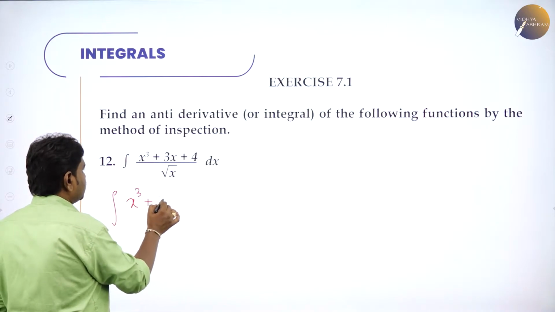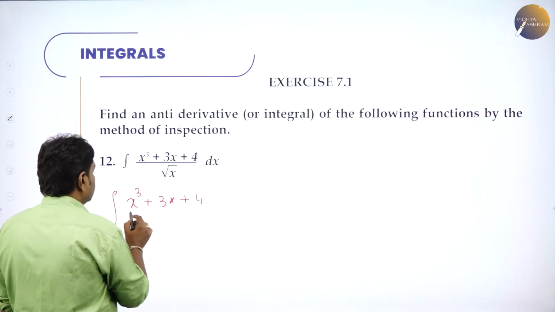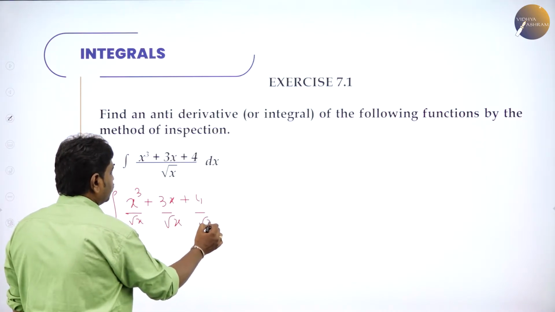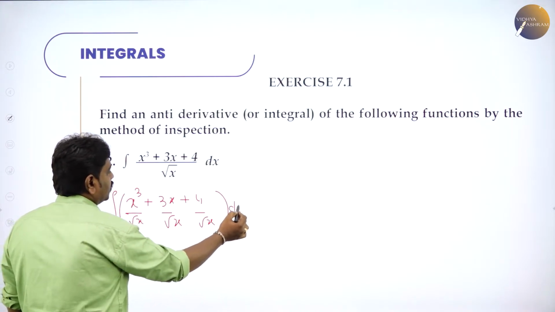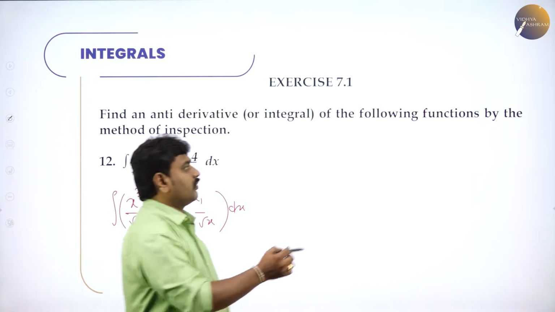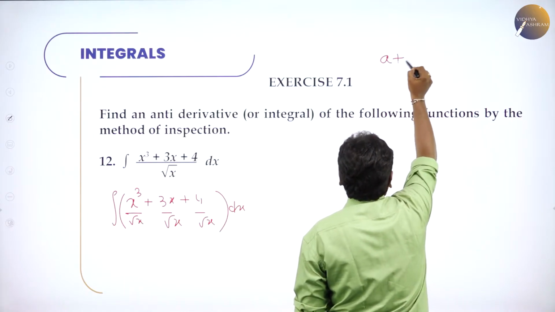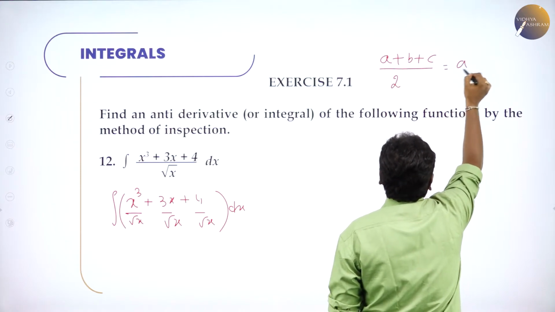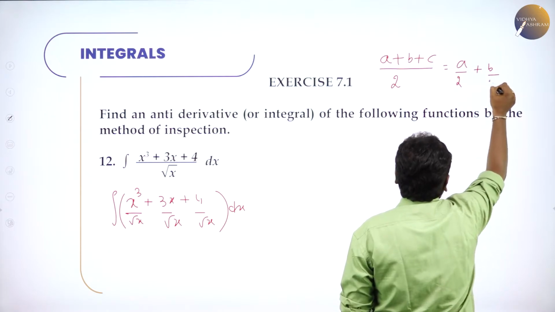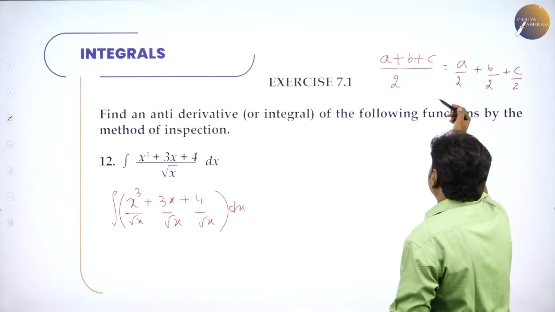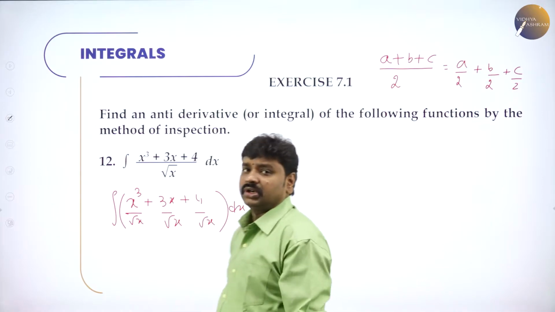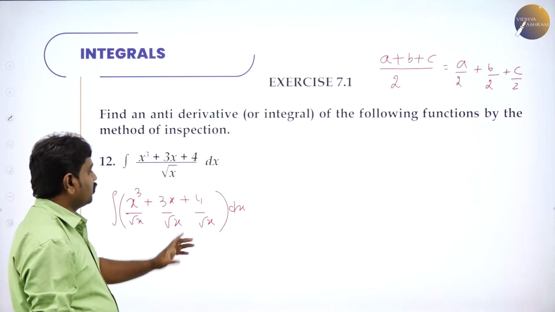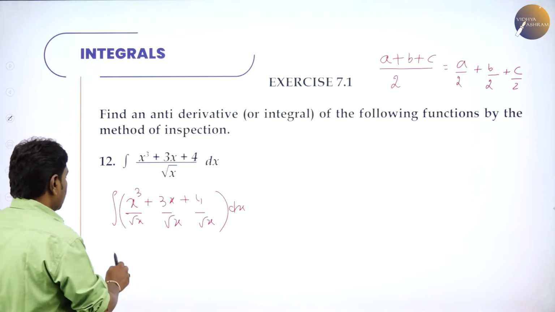Integral of x cube plus 3x plus 4 divided by root x dx. Can I write? So you know, if you have a plus b plus c divided by say 2, can you write it as a by 2 plus b by 2 plus c by 2? If you take LCM, 2 will be the LCM. Like that I am splitting. First term by denominator, plus is there, put plus. Second term by denominator, plus is there, put plus. Third term by denominator. Now use law of indices.